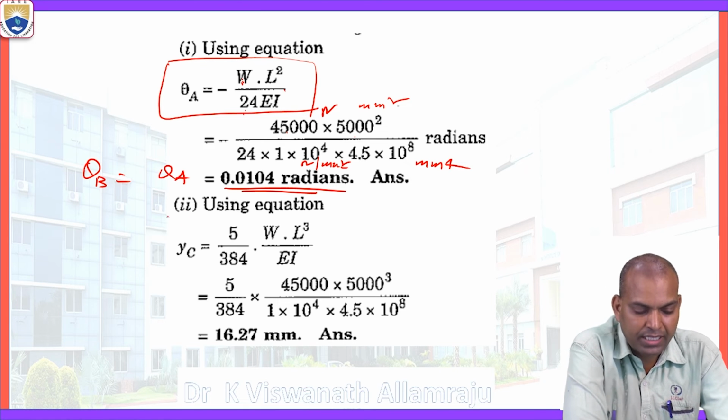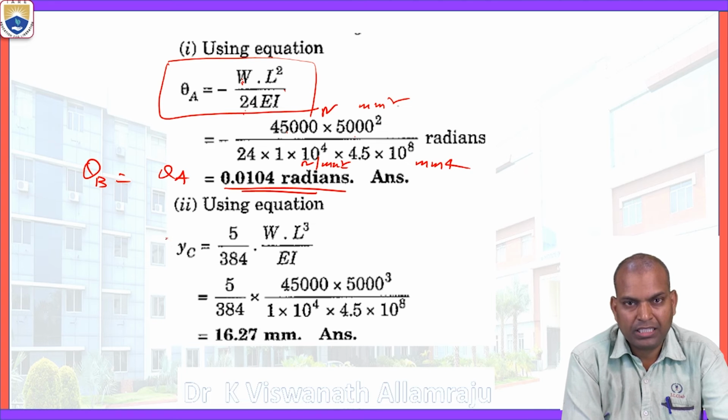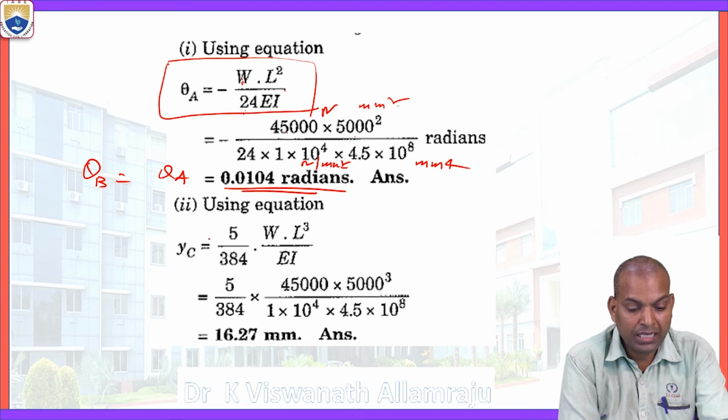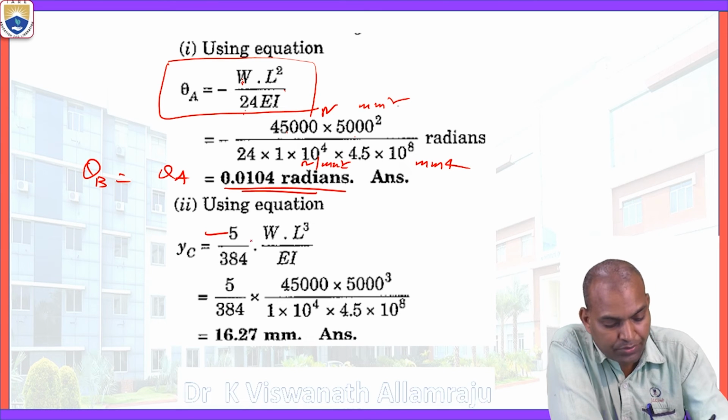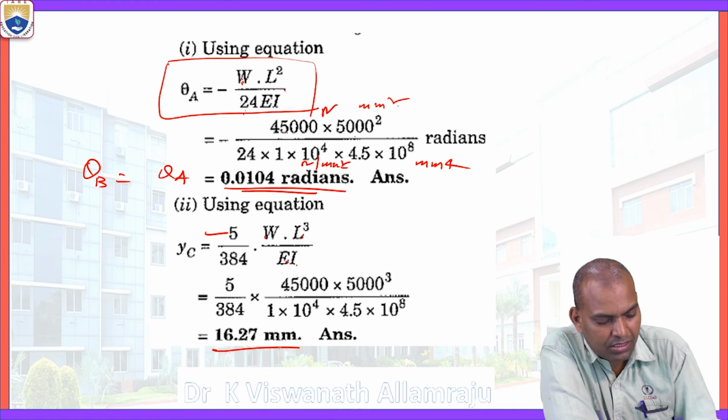Now what is the next equation? The deflection equation. The deflection at the center is the negative value, negative of 5 times WL cube by 384 times EI. Substitute known values: W known, L known, E known, I known. Those values we substitute.